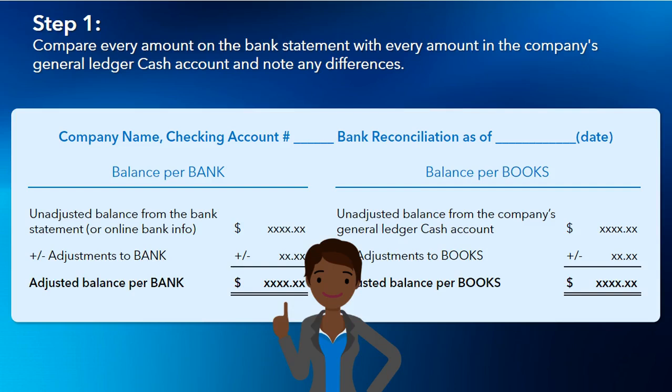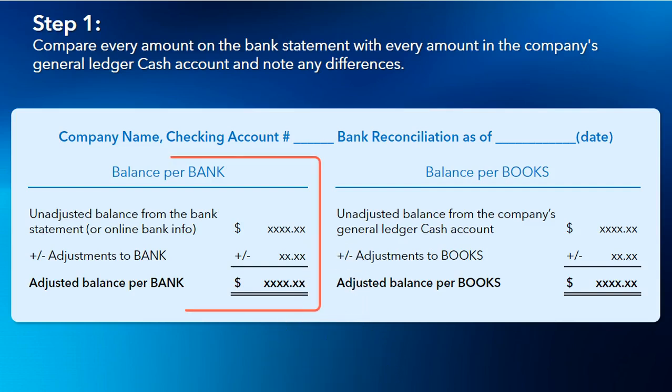But typically, a bank reconciliation will run something like this. Compare the amount of every check that was paid by the bank, cleared the bank account, with the amount of every check in the company's cash account. Any differences, such as the outstanding checks and errors, must be shown on the bank reconciliation.